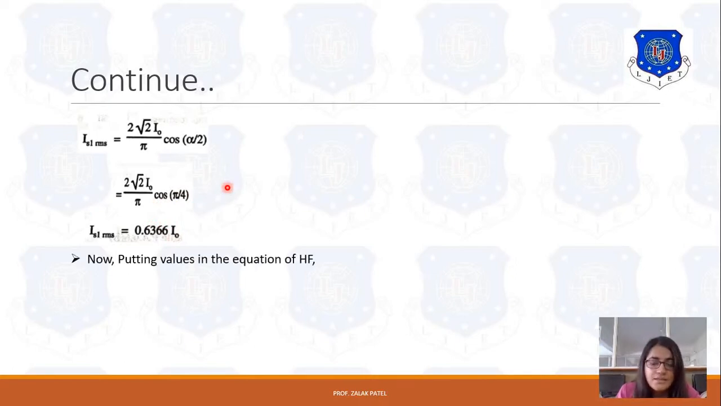So now the fundamental component is in multiples of I0 and the original supply current is also in multiples of I0, so they can be cancelled out if we take the ratio. So it is like this. If we put the values, this is the harmonic factor. So it becomes 0.483, that is 48.3%.